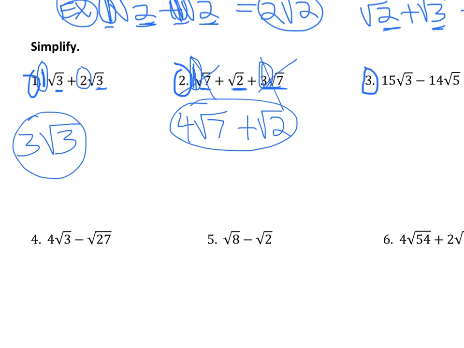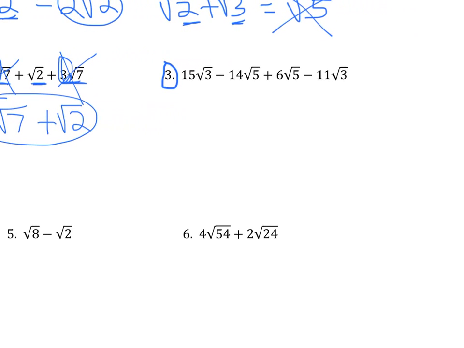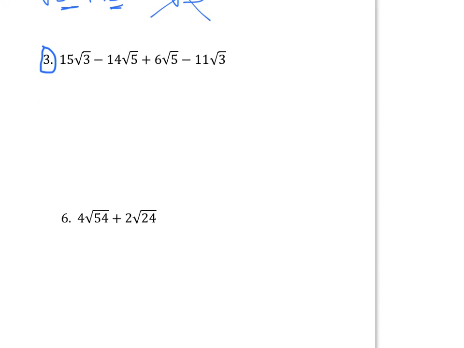Okay, let's move over. Let's do one more. Okay, now number 3, we have 4 terms. So all 4 terms have a radical. So let's pick out the pairs where we have the same number in the square root. So we have 15 root 3. I'm going to look for another root 3, which is the last one, negative 11 root 3. So I look at the 15 minus the 11. 15 minus 11 is 4. And then I just bring down the root 3. So I'm done with the root 3's.